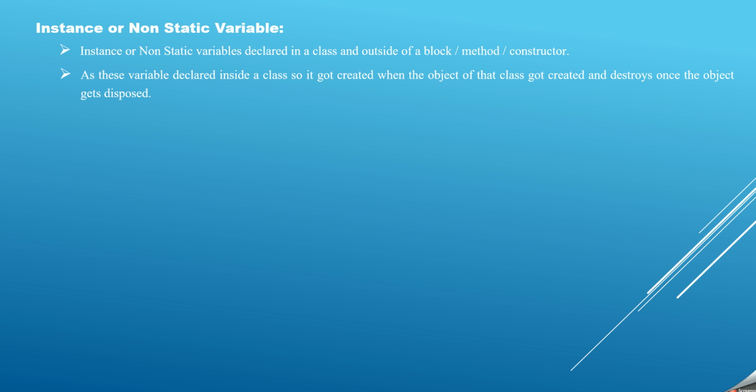Basically, the variable declared inside a class gets created when the object of the class is created, when we are instantiating that particular class using the new operator. And it is destroyed when the object gets disposed. Okay, so let's see.